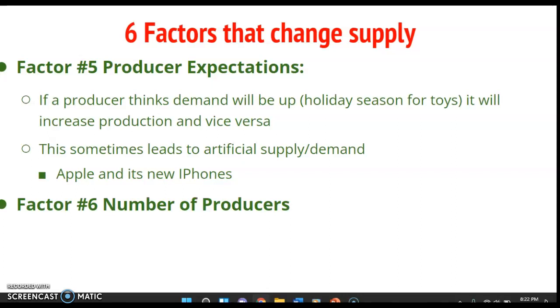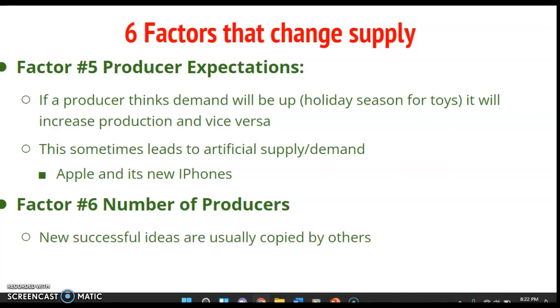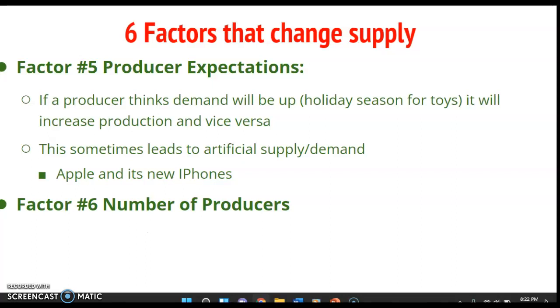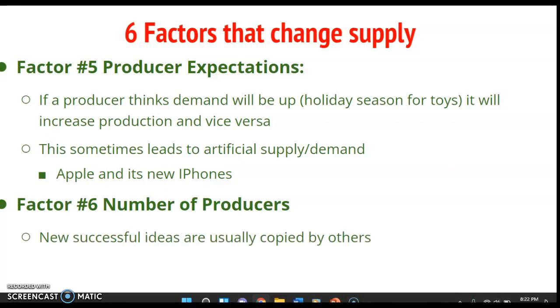Factor number 6, and this is called the number of producers. Guys, I need you to pay attention a little bit more closely right here because this one might be pretty confusing. Okay? The number of producers is the total number of people out there producing or supplying that good or service. There are a couple of different things that can affect the number of producers out there. One of them is going to be changing based on ideas. But we know that if there are new successful ideas, they are going to be copied by others.